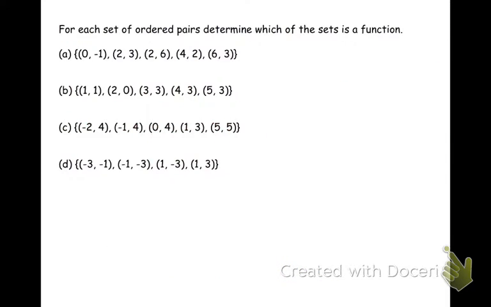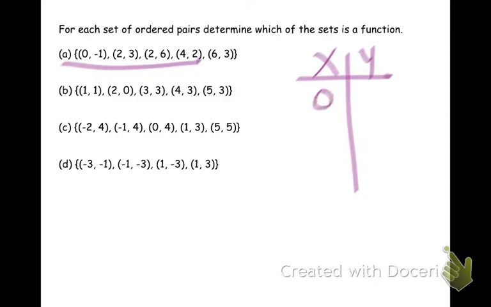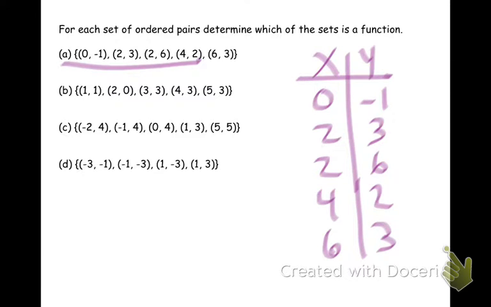Now, what if we were given the information as a set of points? Again, this is like a t-table, so you can think of this first one right here, A, as a t-table. It's just not in t-table format. So this right here, you can think of it as being the following. You don't have to write this down. It's like 0, negative 1; 2, 3; 2, 6; 4, 2; and 6, 3. So you can think of it as that, and then look for the places where we have the not a function. So that's one way of seeing A.